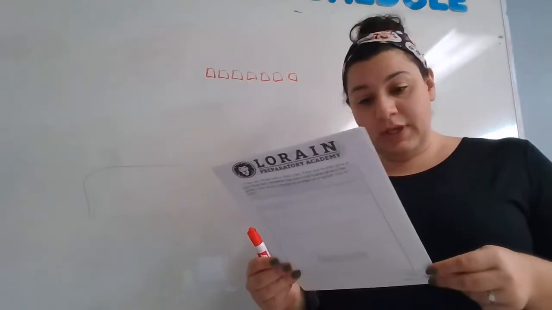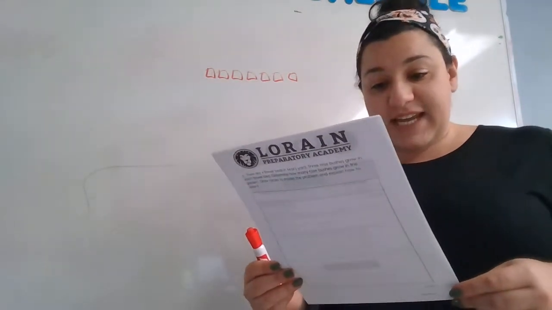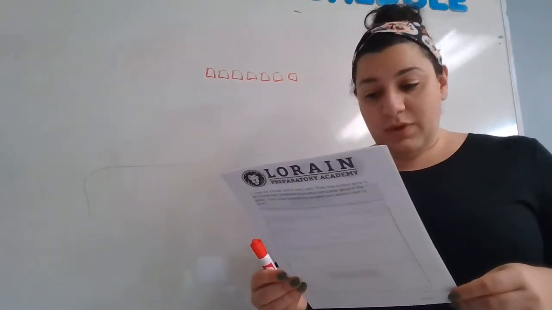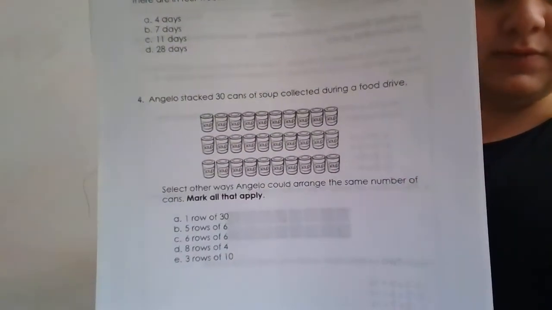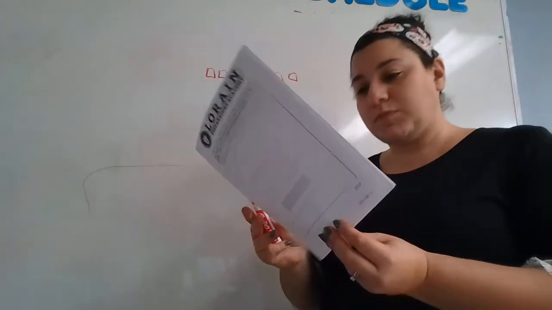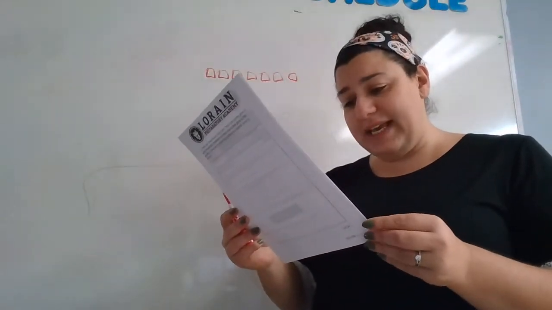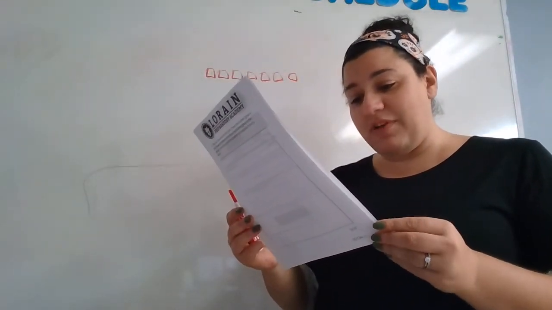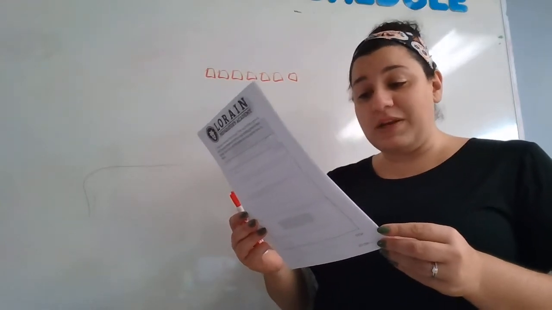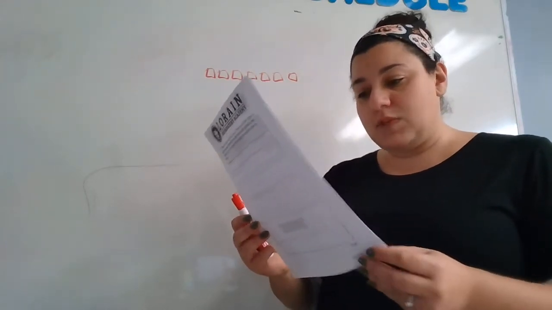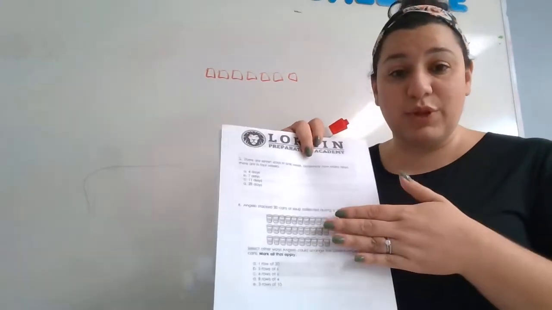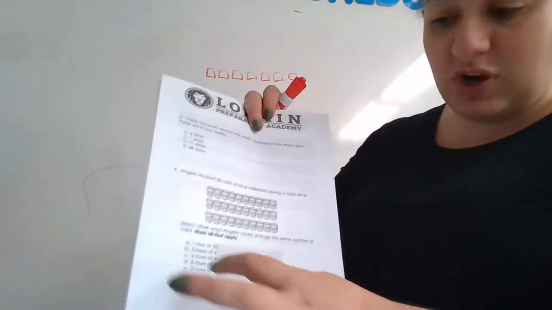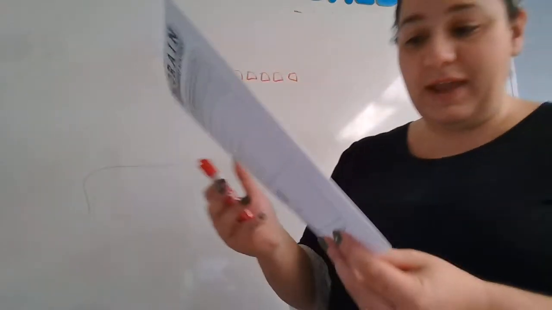Number 4. Angelo stacked 30 cans of soup collected during a food drive, and you can see the 30 cans of soup. Select other ways Angelo could arrange the same number of cans. Mark all that apply. So you're going to have to figure out ways that he can also make rows that are still going to equal 30. And if you have to draw them out, that's okay.